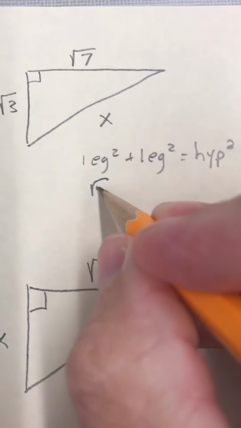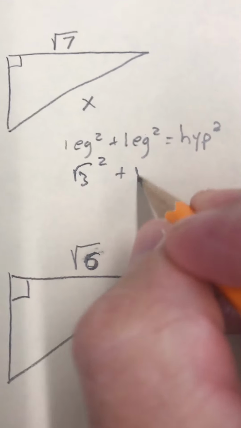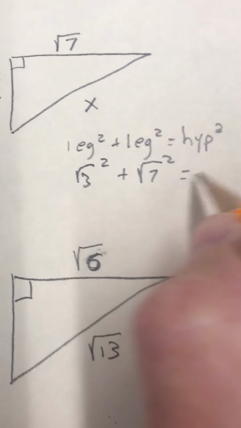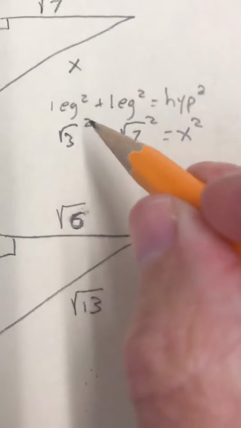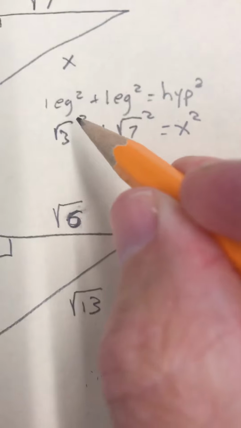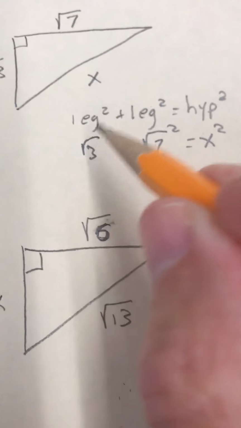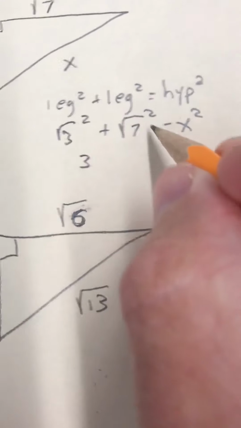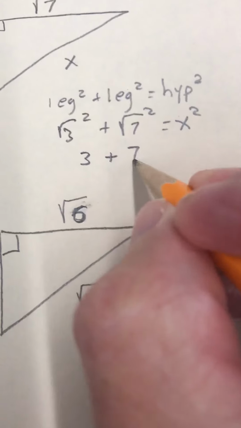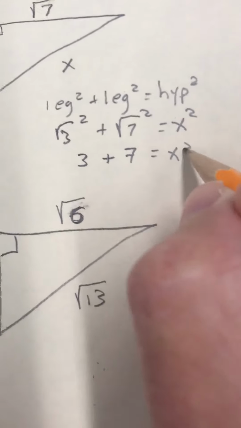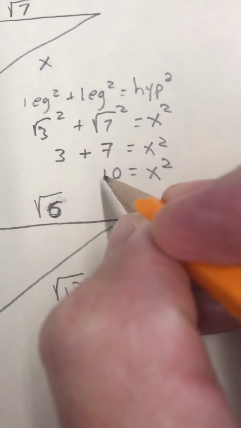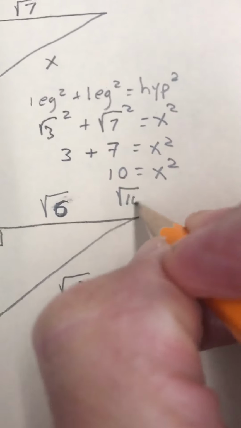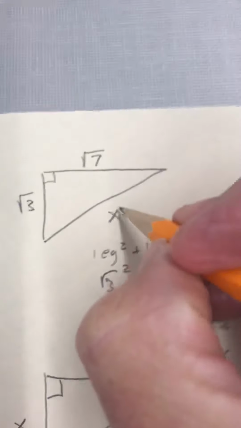So we got radical 3 squared plus radical 7 squared equals, we'll call it x squared at this point. Now, when you square a radical, they're called inverse operations. So the square cancels out the radical. So it's 3, same here, 7 equals x squared. We get 10 equals x squared. And 10 doesn't have a nice square root, so our answer is just the square root of 10. So let's write that here.